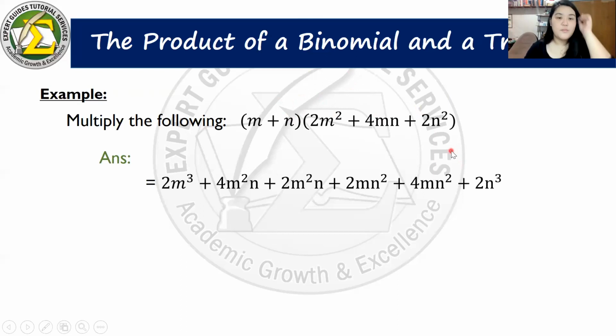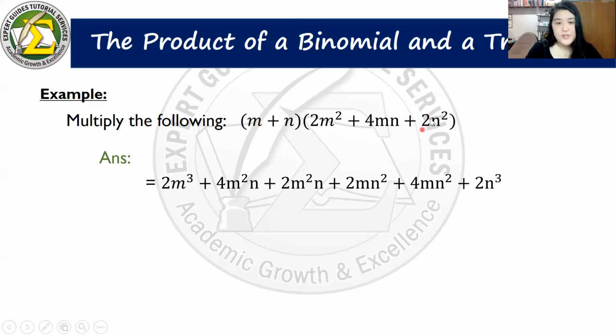So let's try. So m multiplied by 2m squared, we have 2. And then m times m squared, 1 dito, plus 2 is equal to m cubed. So we have 2m cubed. Next one, m multiplied by 4mn. So 4 lang ang ating coefficient. So ito si 4. And then m times m. So 1 plus 1 is equal to 2. So we have 4m squared. Since wala kang n dito, tapos meron lang tayong n dito, so just copy paste. Therefore, we have 4m squared n.